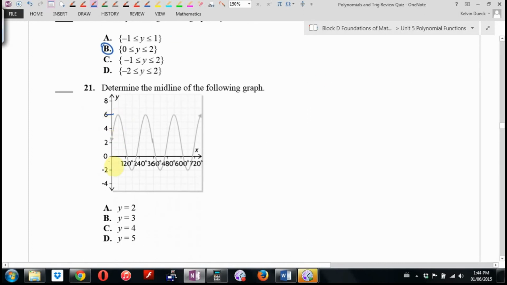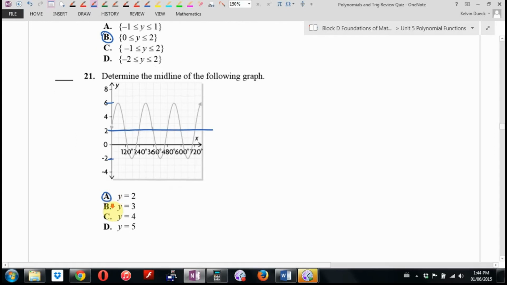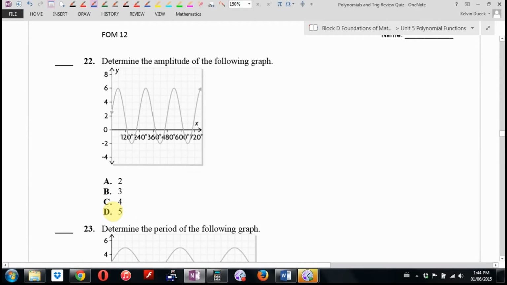What's the midline? It's going to be halfway between -2 and +6. I think the midline is going to be right there at y equals 2. How can you do that mathematically? If you go 6 plus -2, 4, divide by 2, 2. But I usually do this because I can visualize it like that, Chelsea. Turn the page. What's the amplitude? 6, -2. The total distance is 8. The amplitude is 4, half of 8, because it goes 4 up, 4 down. That's why you have a total distance of 8.